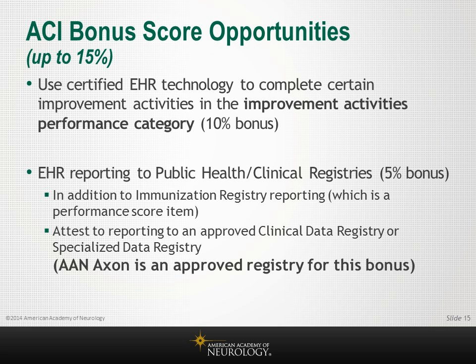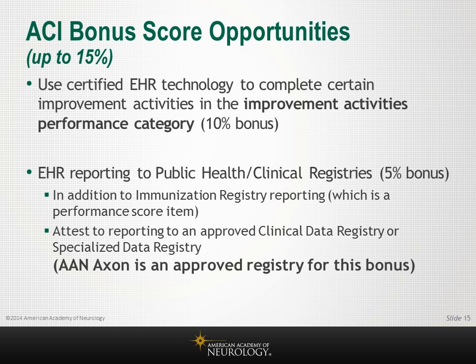The first type of bonus score is a use of certified EHR technology to complete improvement activities. This is an overlap with the improvement activities performance category of MIPS. If you are already doing an improvement activity, you can choose to do one that has an overlap with ACI, which I will show you. And you can receive 10% or 10 ACI points.